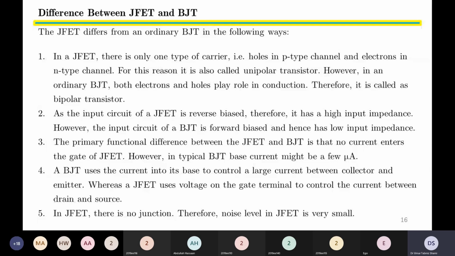However, in the case of BJT, we always forward bias the base emitter, and therefore the input impedance is low. So one other difference between JFET and BJT is that the input impedance in the JFET case, or in the FET case, or in the MOSFET case is very large, whereas the input impedance in the bipolar junction transistor case is very small.